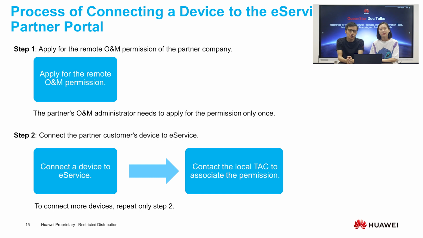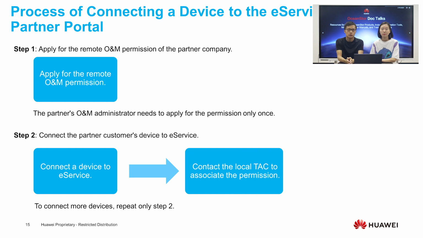First, I'd like to introduce the process of connecting a device to the eService Partner Portal. If a partner company uses eService for the first time, its O&M administrator needs to apply for the remote O&M permission of eService. You need to apply for the permission only once.